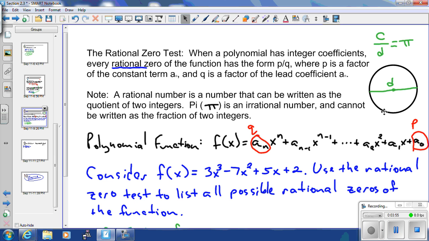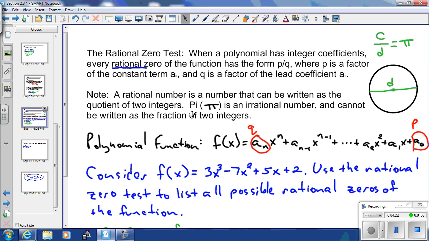A reminder about what pi is: it's what we get when we take the circumference of any circle, which is the distance around a circle, and divide that by its diameter. We get pi, no matter how big or how small the circle is. That's an irrational number. What this test does is find out what rational zeros we can get in a function.